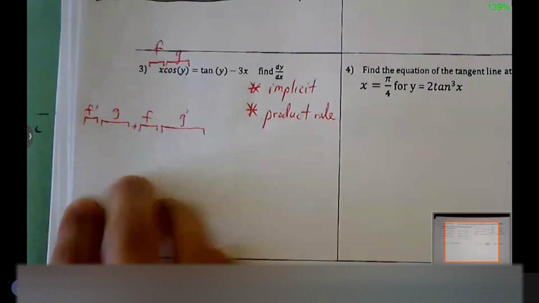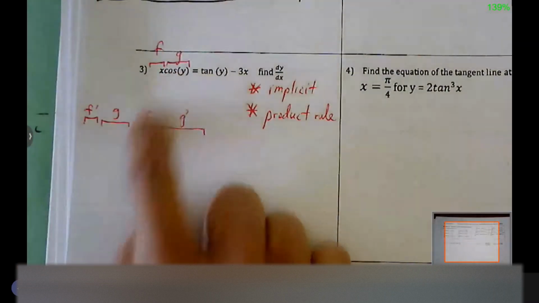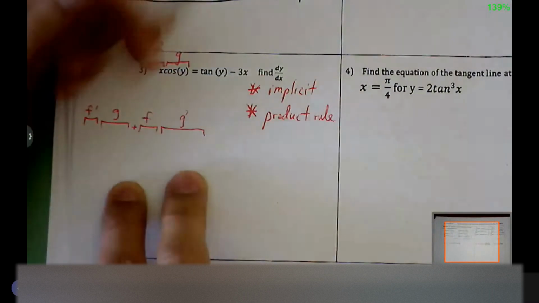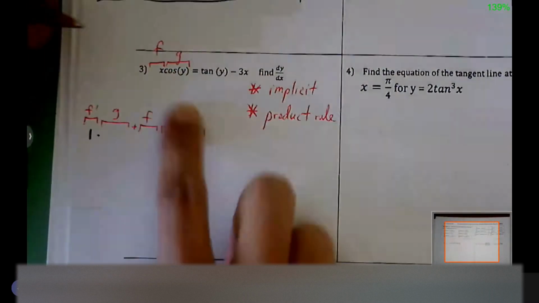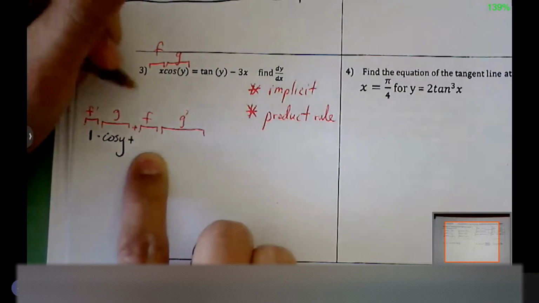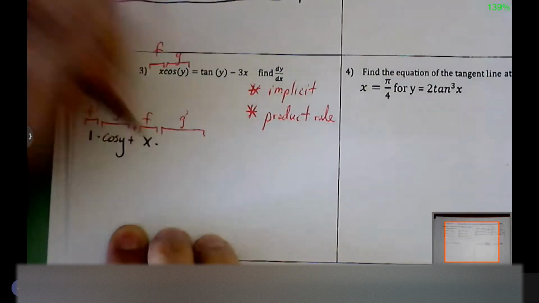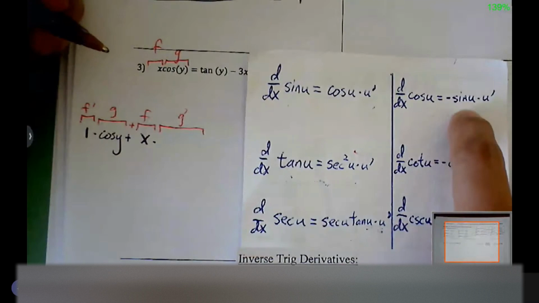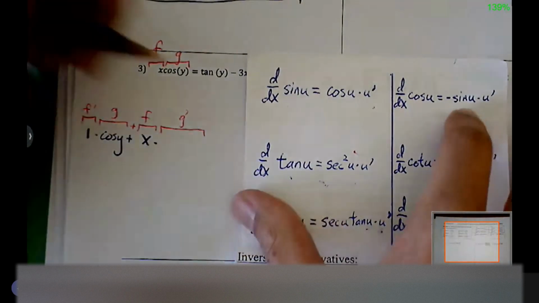Okay, first up, product rule. F prime, x becomes 1. G function stays. Back to f. And then cosine's derivative is negative sine of y, but we're asking for y's derivative, so our first dy/dx will begin to show up.